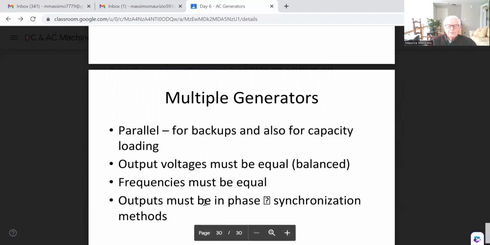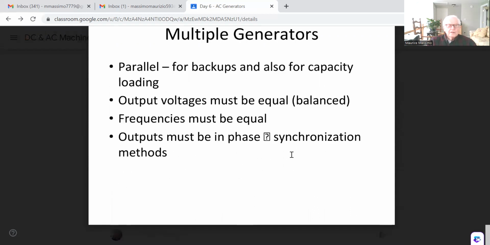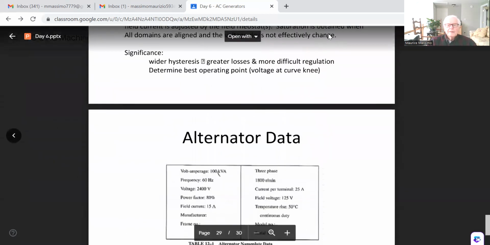The output must be in phase due to synchronization methods, okay. And that is it. So what we have there is the alternator, mainly the drum type or rotor type.